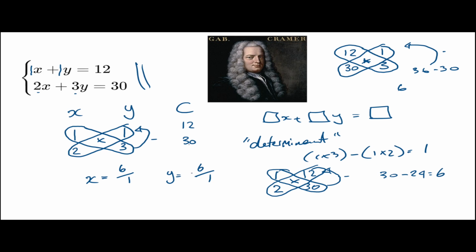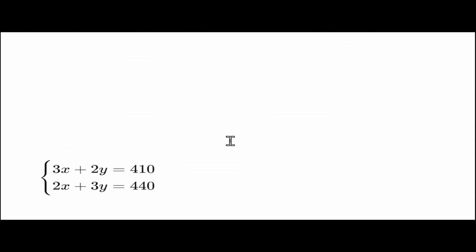And that's our answer. If you remember, this is the apples and oranges example. And there we worked out we were going to buy 6 apples and 6 oranges. And sure enough, that's what we find there. Let's do another one.